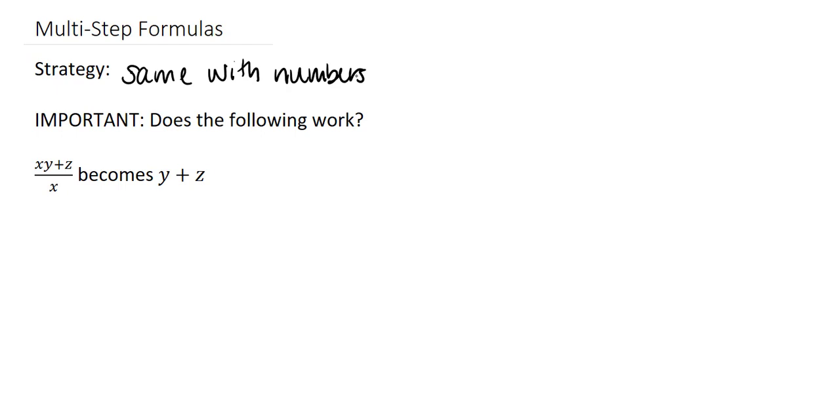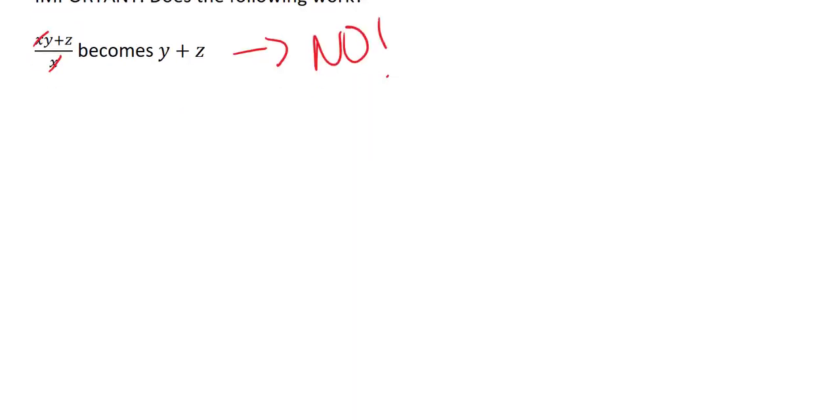So this is really important: does the following work? We have xy plus z over x. Does this become y plus z? Essentially, we're asking, do these x's just cancel out? And the answer is no.